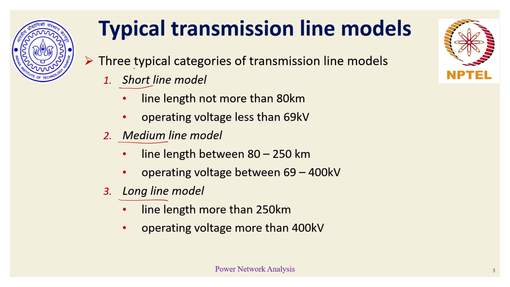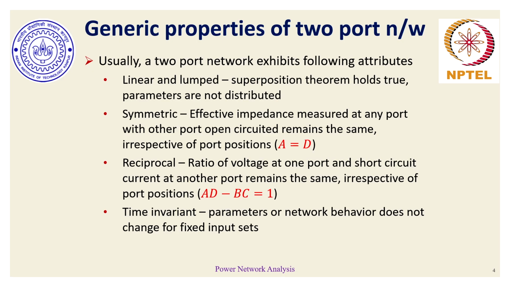So in today's discussion, we would specifically focus on the short line model, where our focus would be on line lengths not more than 80 kilometers, and operating voltage of the line being less than 69 kilovolts in line to line voltage sense. Also, just a summary of the two-port network.